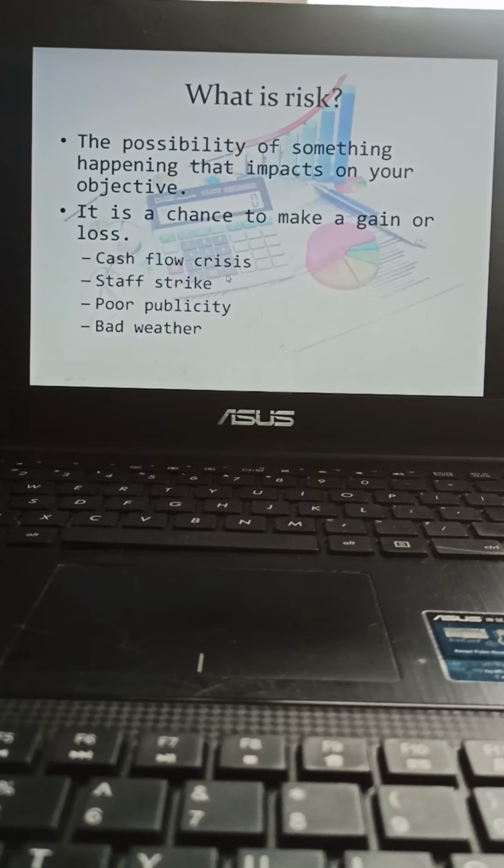Cash flow crisis is one big risk if you don't have enough money. Staff on strike, none of your volunteers come or the models do not come, right? That could be one risk. Poor publicity is another risk, where you don't promote, then nobody will want to go. Bad weather is another risk.